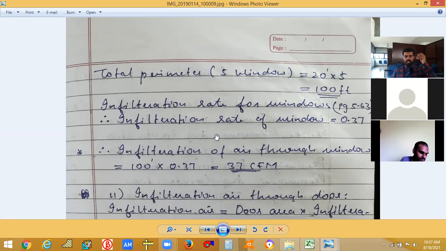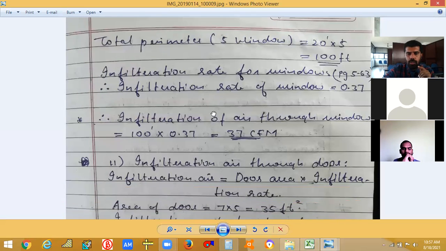So don't forget, we are just dealing with one step. First project details, then inside condition, outside condition, then infiltration and ventilation. We are on infiltration right now. So you need to have presence of mind about what we are doing right now. Don't just write blindly whatever is being shown.